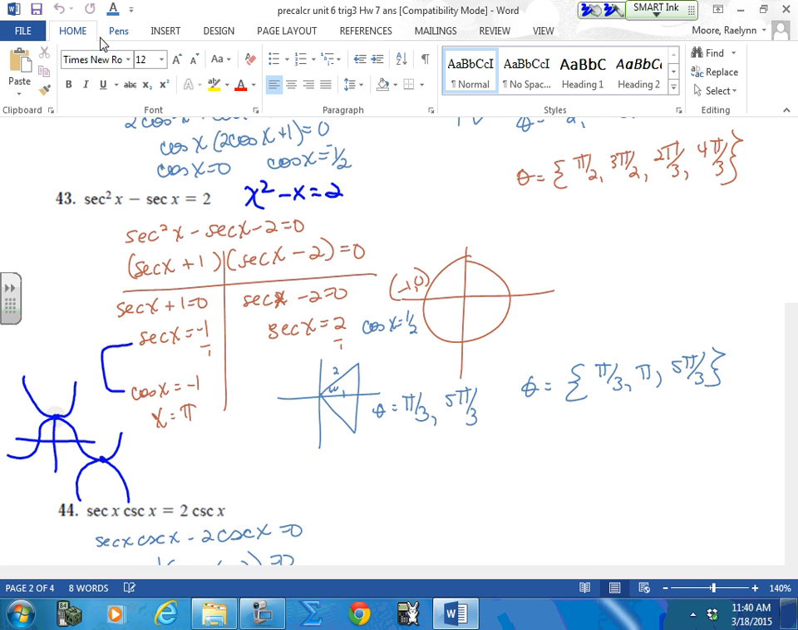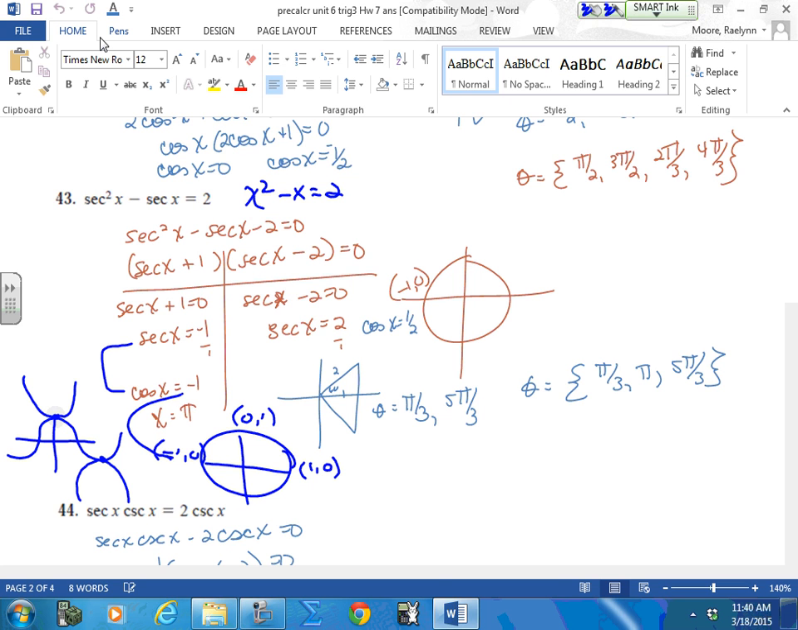Where'd you get x equals pi? X equals pi, because that's 180. So if I look at all my quadrant angles, remember your x value is your cosine value. Even if you put that in your calculator, there's only one angle that has a negative 1, and that's the 180, the pi.